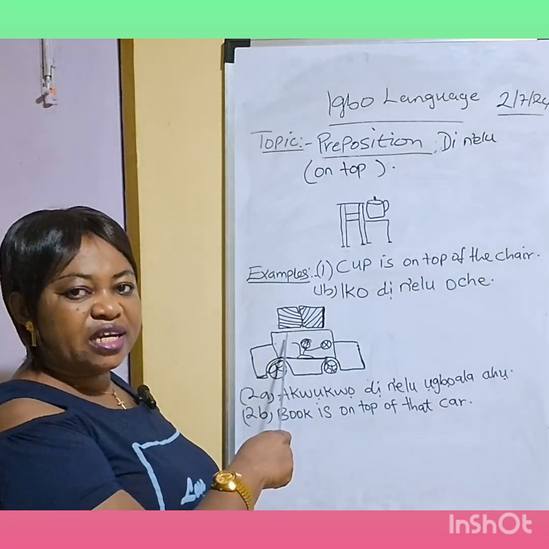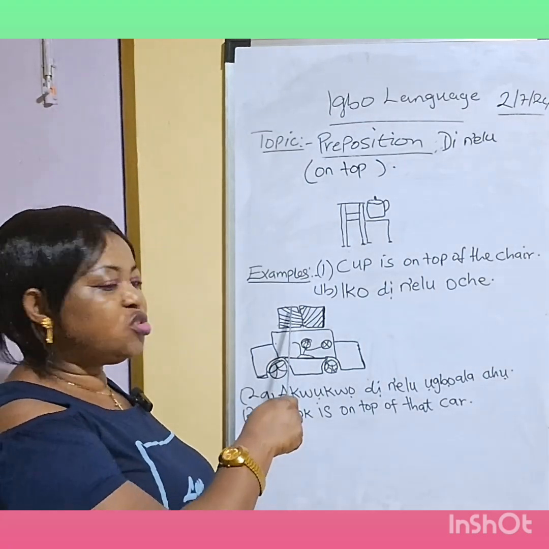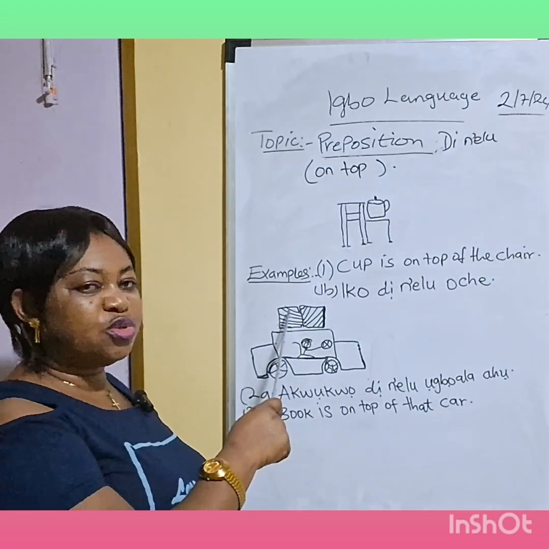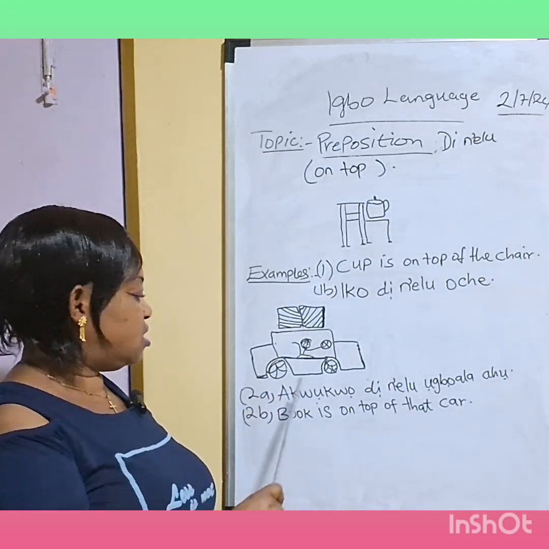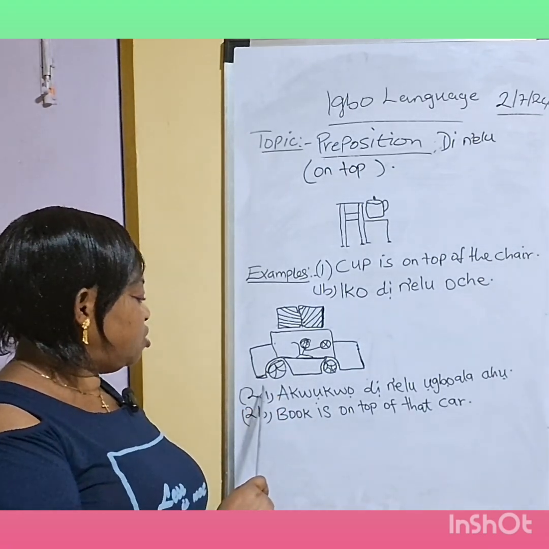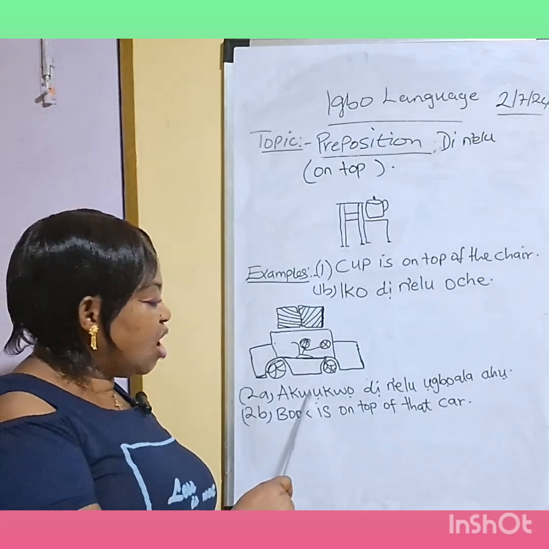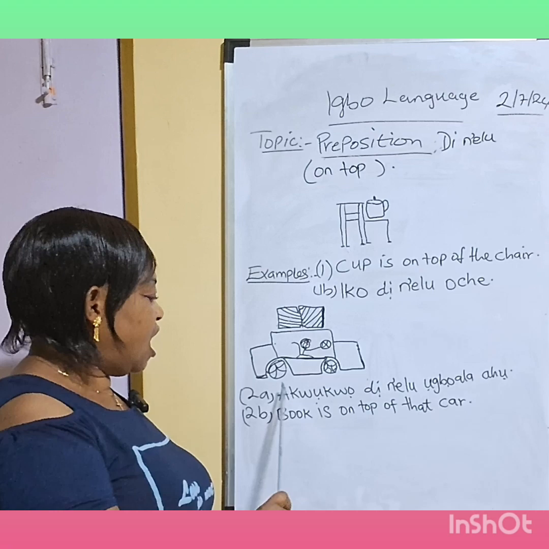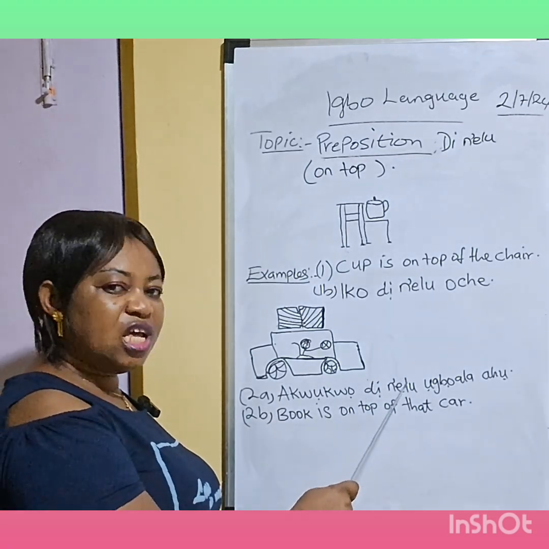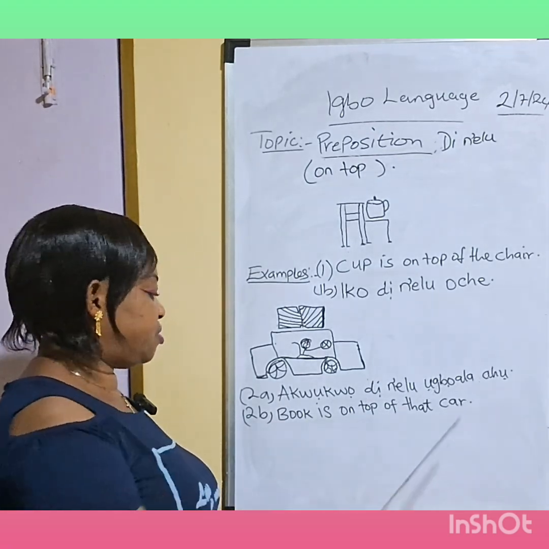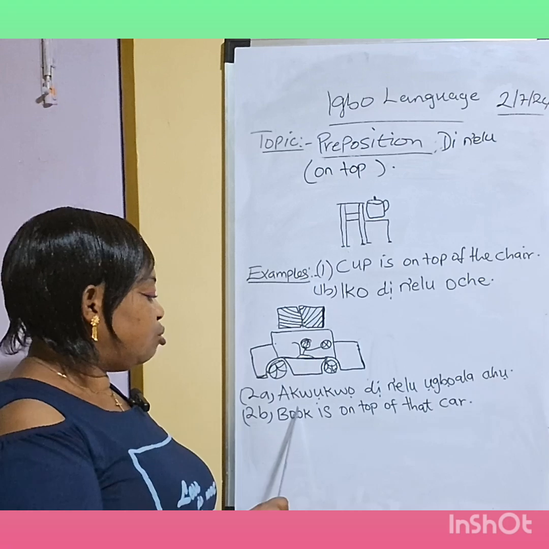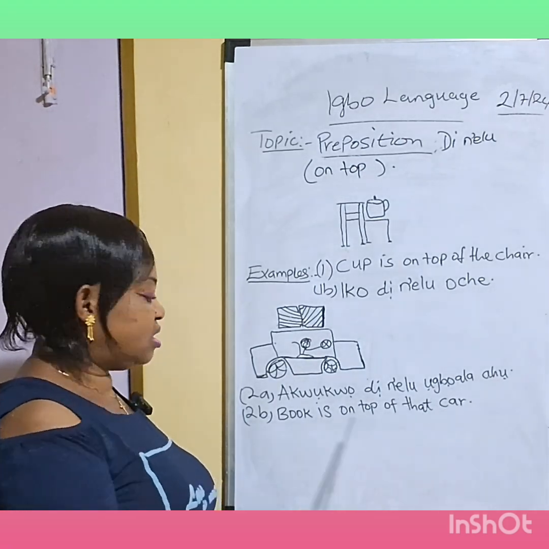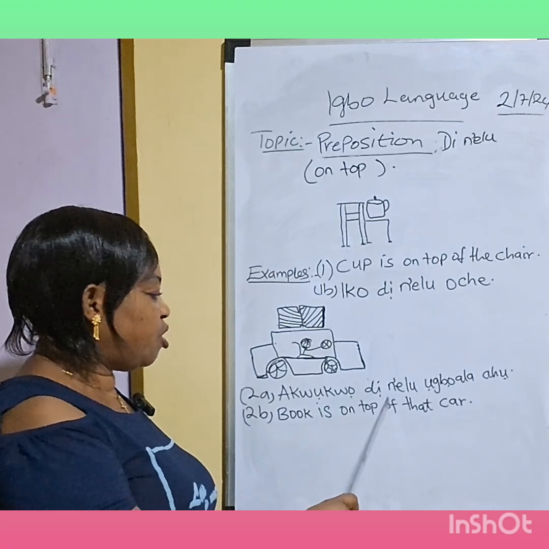This is a car, and this is also a book. You can find out that this book is on top of this car. Number 2A says, akwụkwọ dị n'elu ụgbọala ahụ. Akwụkwọ dị n'elu ụgbọala ahụ. That is, book is on top of that car.